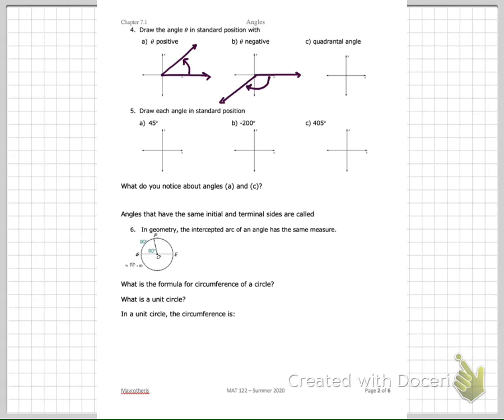C, we want a quadrantal angle. And so again, our initial side, and we've got something that ends up on one of the axes. This one is going to go straight up. That is a 90-degree angle.